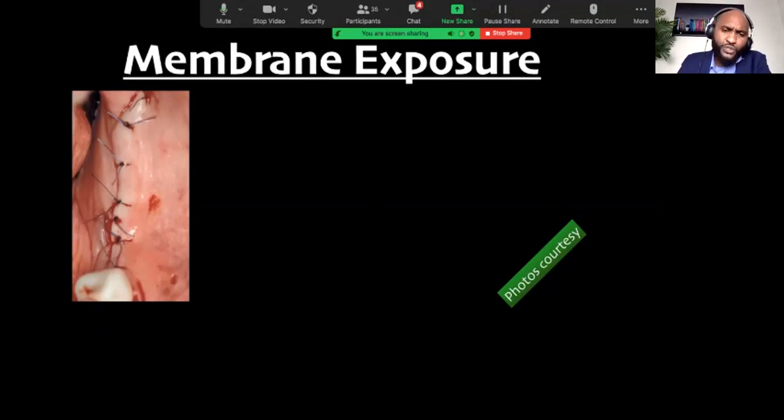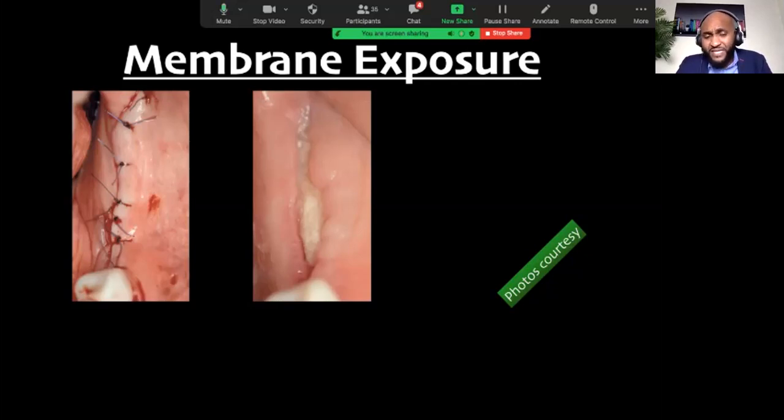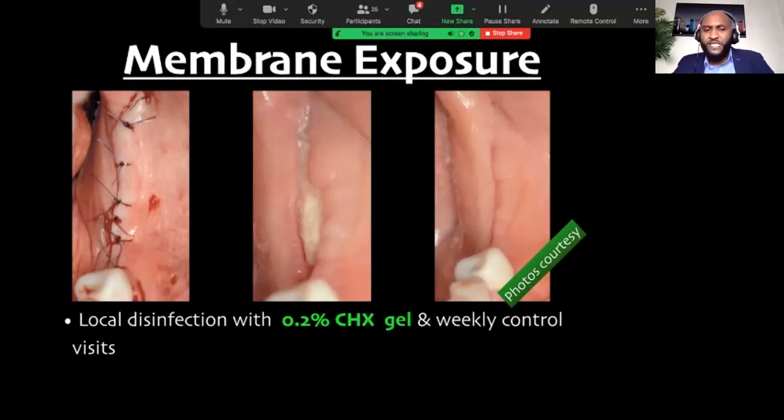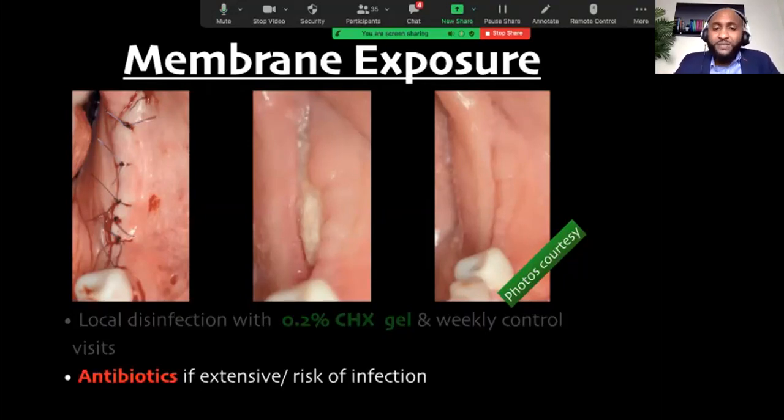So it's important to ensure that 2 to 3 millimeters apart would prevent this kind of a situation. However, in the event that happens, it's not the worst thing that can occur. Look at picture 2 and the last picture and notice that even with that exposure, if the patient maintains good oral hygiene, you do not need to go and remove the membrane. As long as they rinse the mouth with chlorhexidine, and then you put them on a weekly recall. Sometimes you may want to put them on antibiotics, depending on the extent of exposure.